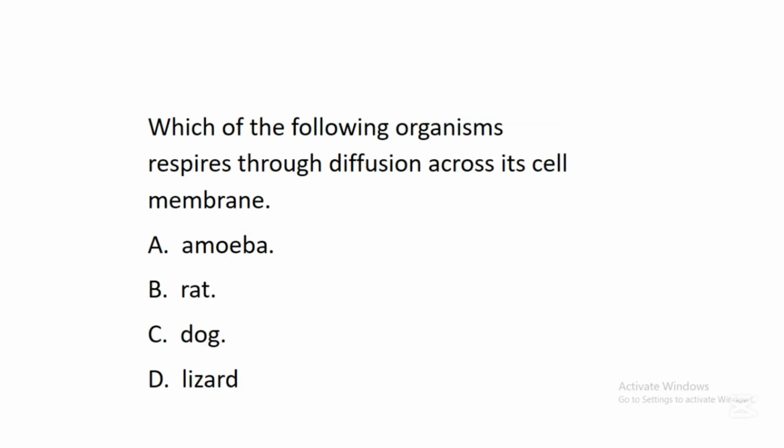The next question says, which of the following organisms respires through diffusion across its cell membrane? A. Amoeba. B. Rats. C. Dog. D. Lizard. In this question, the correct answer is A. Amoeba. Amoeba is a unicellular organism that respires through diffusion across its cell membrane.